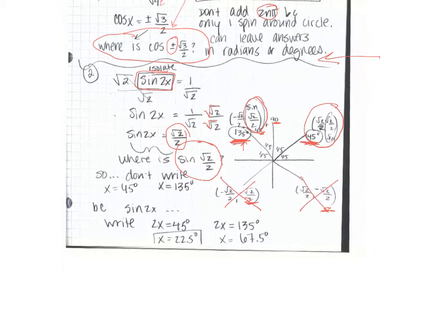Now, if it just said sine of x equal root 2 over 2, we would write 45 and 135 degrees, but it doesn't. So we need to write 2x then equals the values that we found, 45 and 135. To isolate x, we divide by 2. And that's how we ended up with 22.5 and 67.5.